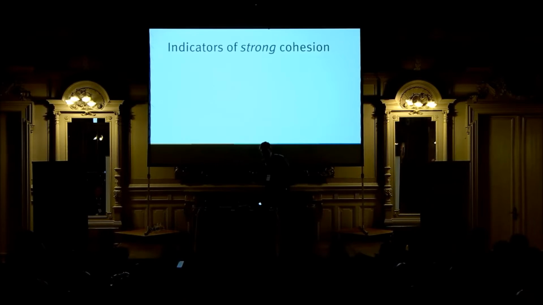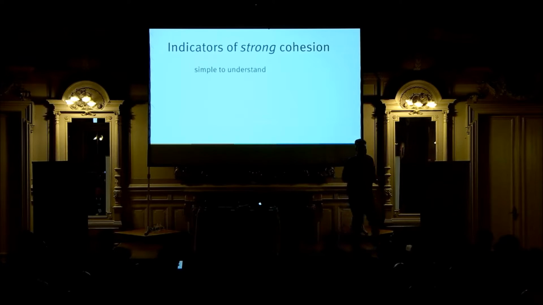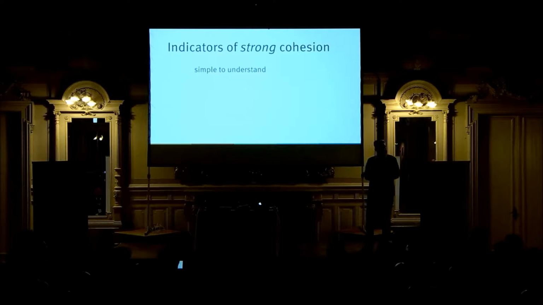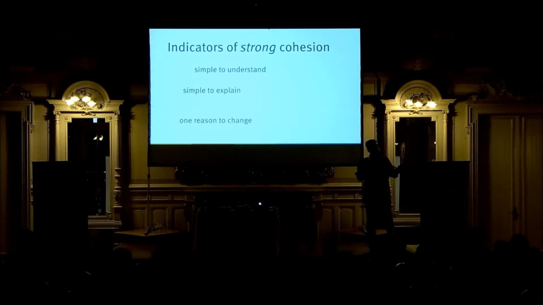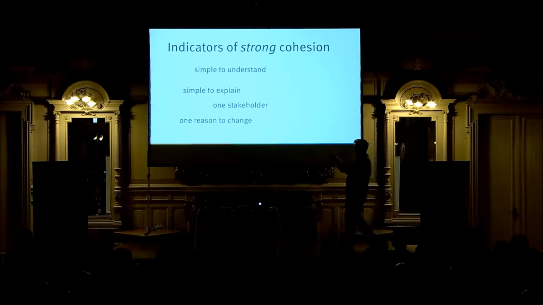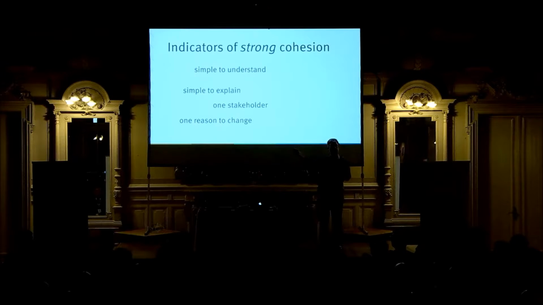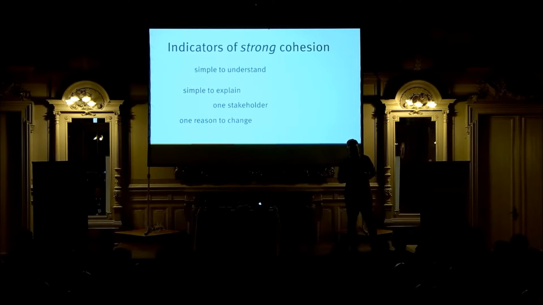There are a number of indicators of strong cohesion, right? If something is cohesive, then it is probably simple to understand because it just does one thing. It's all these cohesive forces around this one idea. It is simple to explain, right? Because it's easy to understand, it's simple to explain, obviously. It does one thing, right? That's the single responsibility aspect we already talked about. It probably has one stakeholder. There is one person, or maybe one kind of person you need to talk to if you want to change something in this particular thing, right? Because it's focused, it only addresses this one aspect.